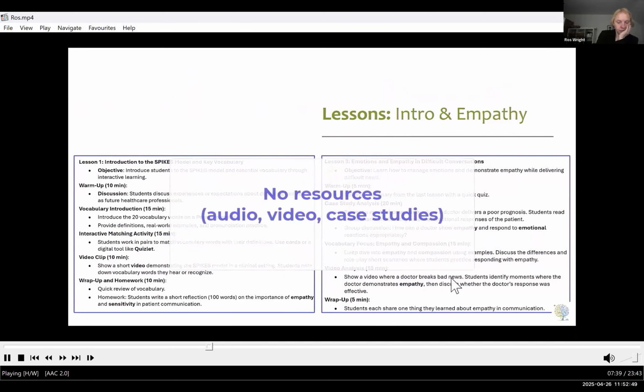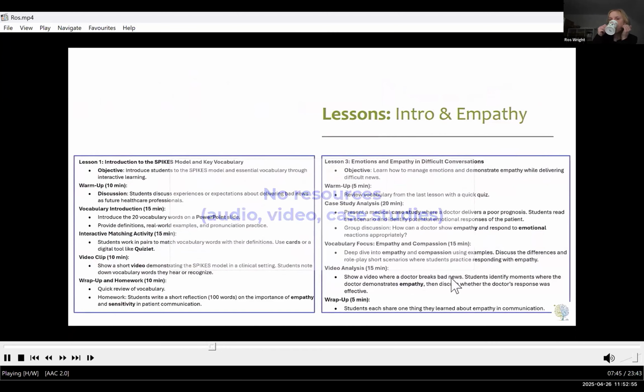One of the other main issues is the lack of resources. Now, the lesson plans refer to using case studies and videos and audios, which is great, but none of them have been provided. So I think we need another prompt.